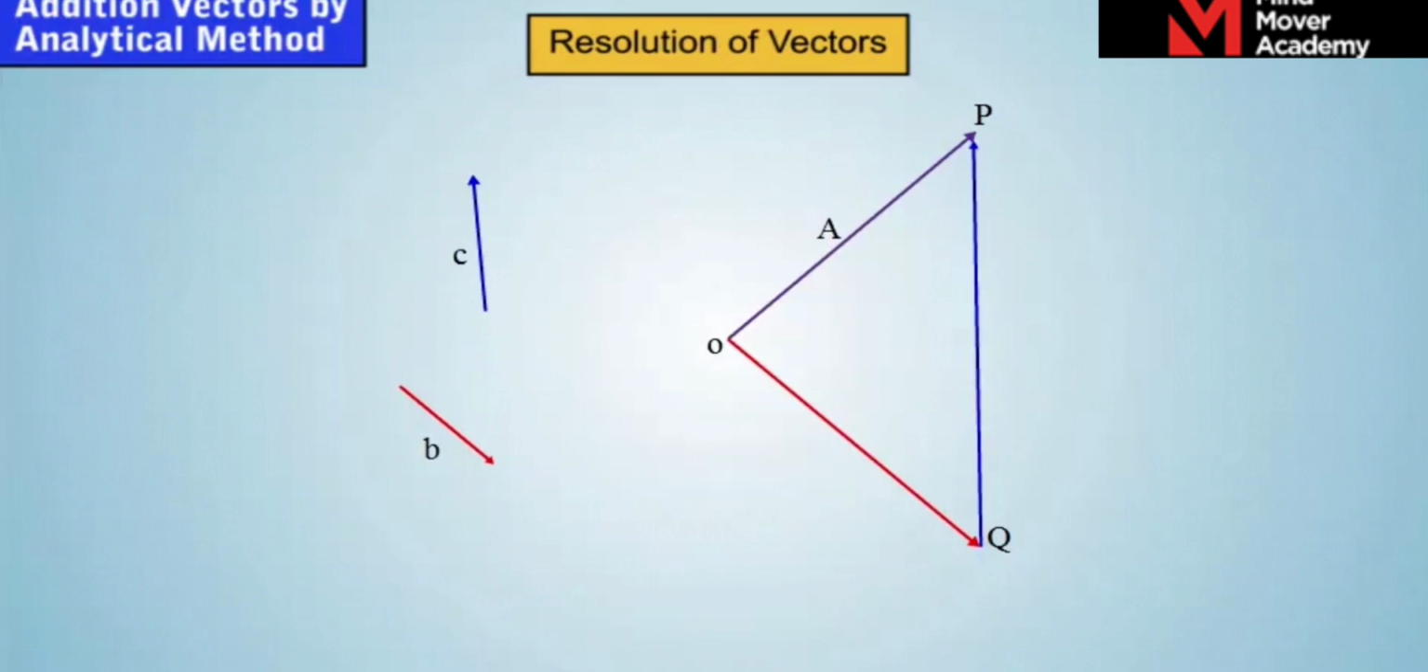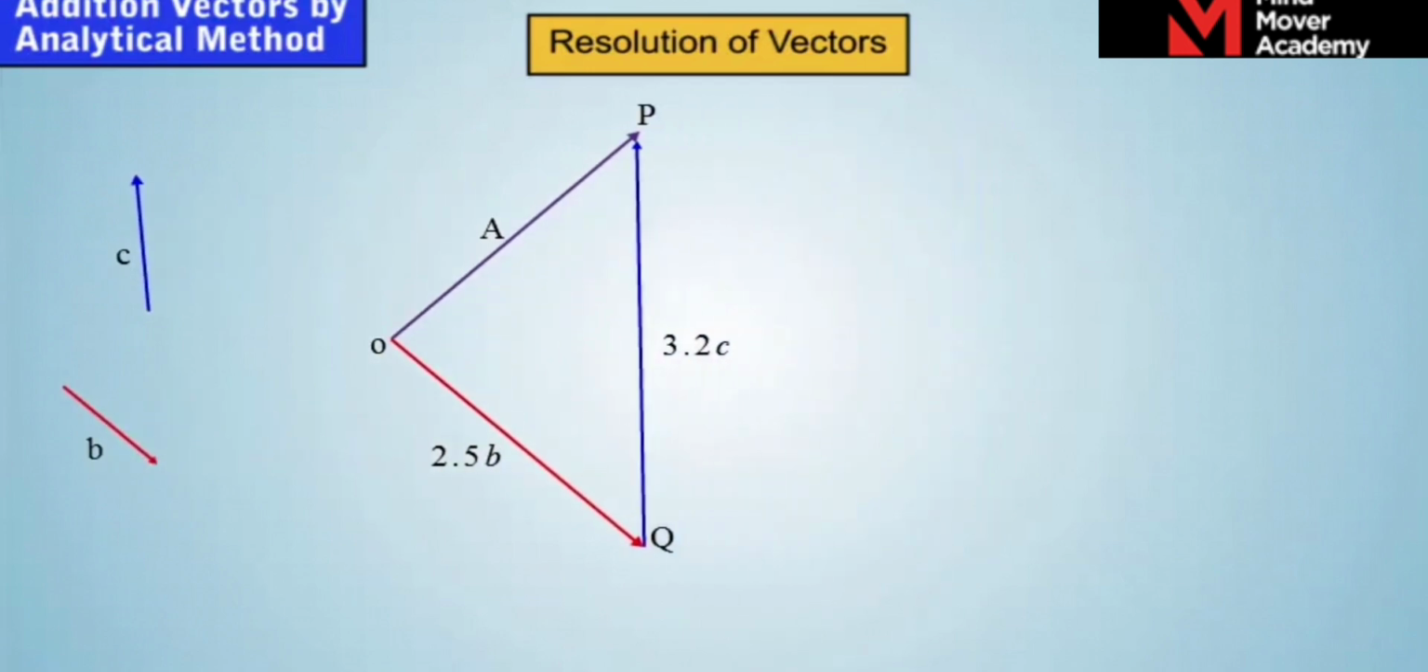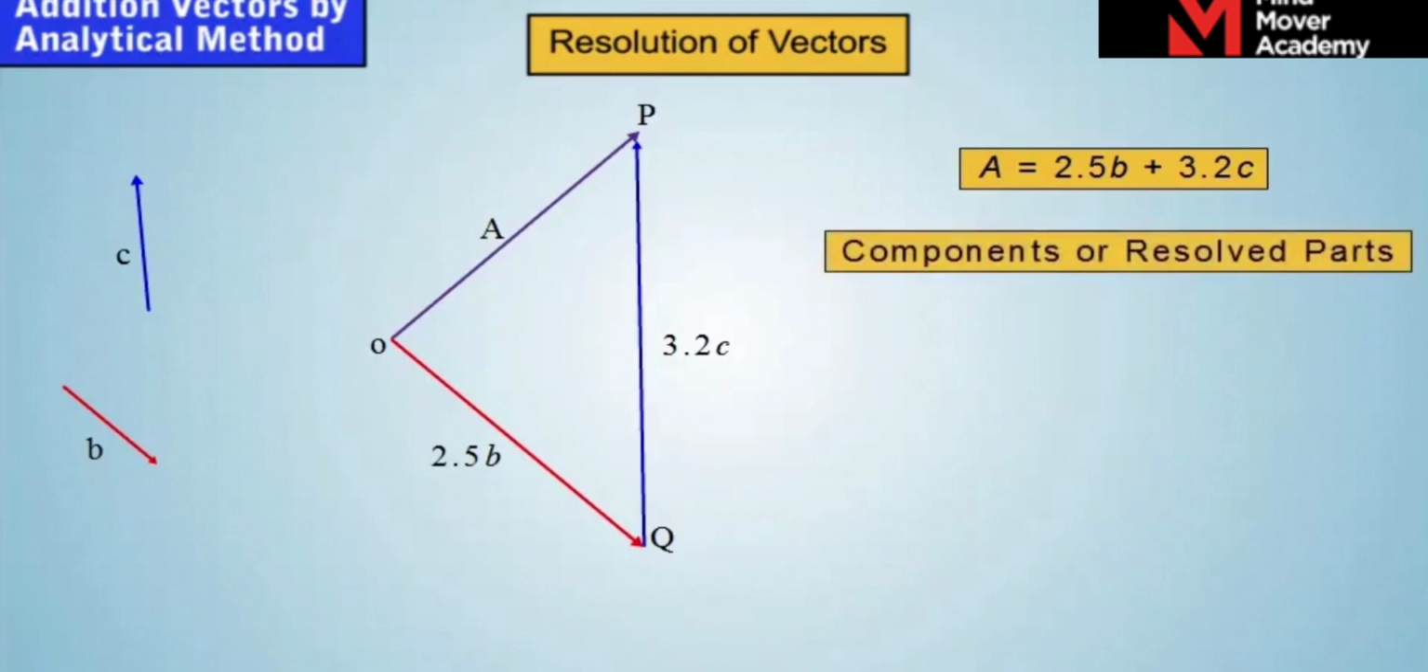In this case, the length of the line OQ is 2.5 times the length of B, and the length of the line QP is 3.2 times C. Hence, from the triangle OPQ, you can write A is equal to 2.5 B plus 3.2 C. 2.5 B and 3.2 C are the resolved parts of A along the direction of B and C.